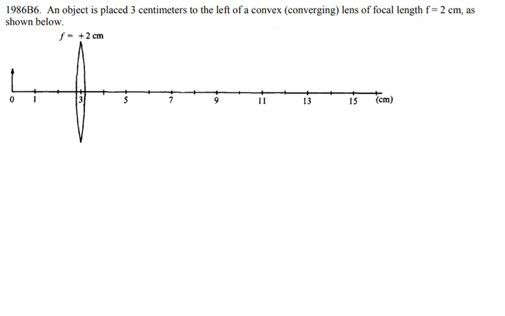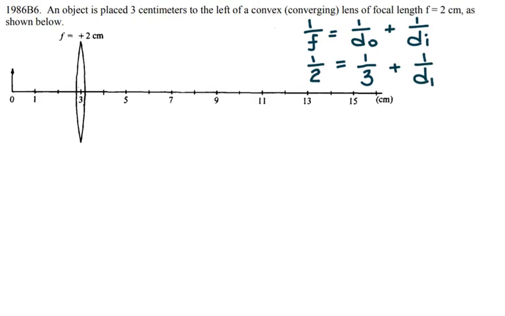It may be helpful to use a straight edge, and then determine the ratio of the image size to the object size. If I did this question on the AP exam, you have to have the ruler to be exact. So I'm going to start with calculations first before I do my drawing. I'm going to use the lens equation, which is 1 over the focal length is equal to 1 over dO plus 1 over dI. The focal length is 2, the distance to the object is 3, and the distance to the image we're looking for.